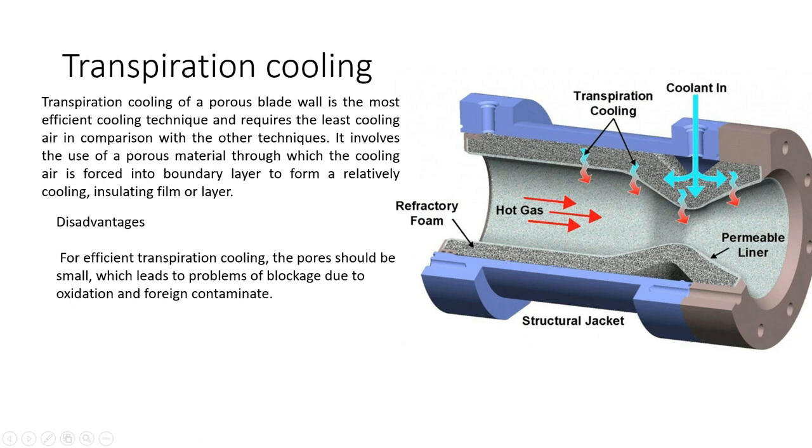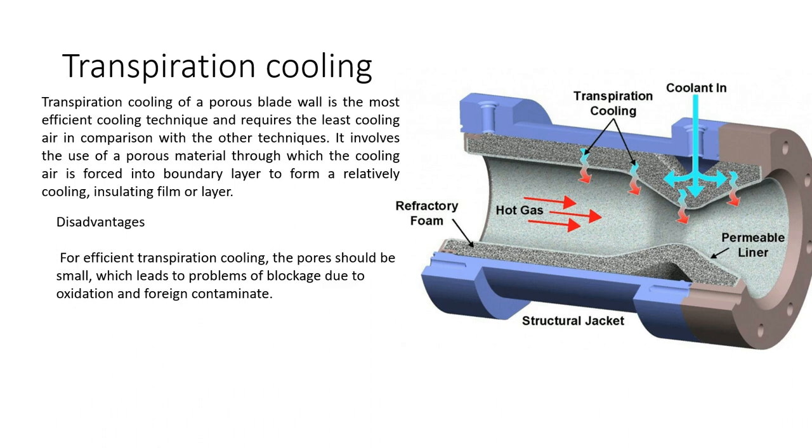So this is taking an example of a combustor. Okay, so in that you'll have this layer, and then you'll again have a thin layer of film forming over it, and then heat is rejected. So like I said, what we saw was only an advancement to your convection heat transfer. Okay, I'll just read it. Transpiration cooling of a porous blade wall is the most efficient cooling technique and requires the least cooling air in comparison with other techniques. It involves the use of a porous material through which the cooling air is forced into the boundary layer to form a relatively cool insulating film or layer.